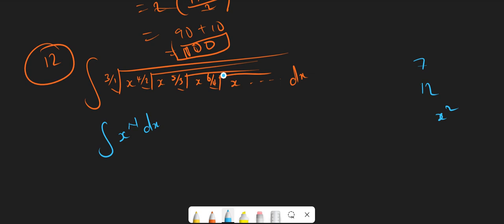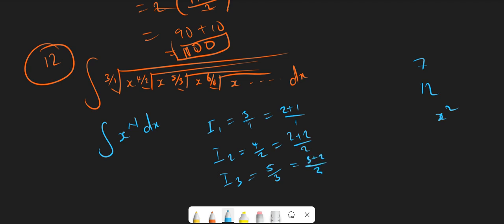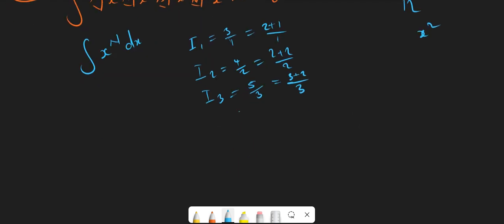In each case here, we can write the first root term I sub 1 as 3 over 1, which we can write as 2 plus 1 over 1. The second one here is 4 over 2, and let's write it as 2 plus 2 over 2. The third root term here is 5 over 3, and let's write it as 3 plus 2 over 3, and continuously we see the general pattern here.